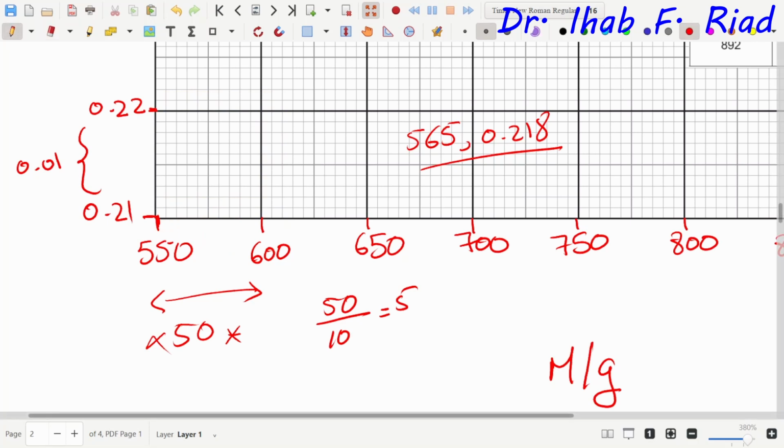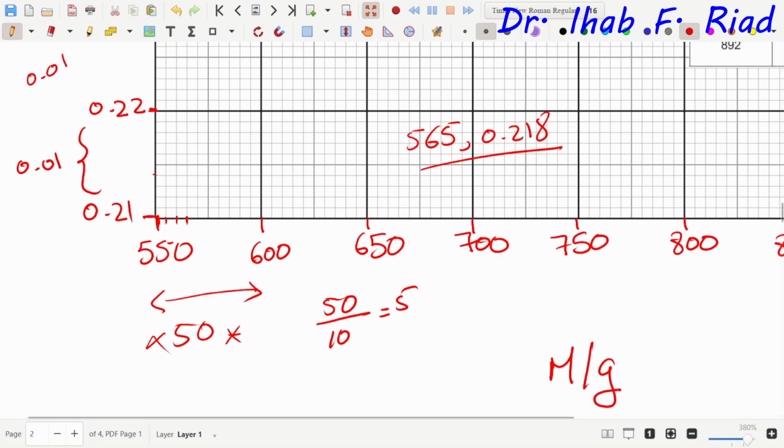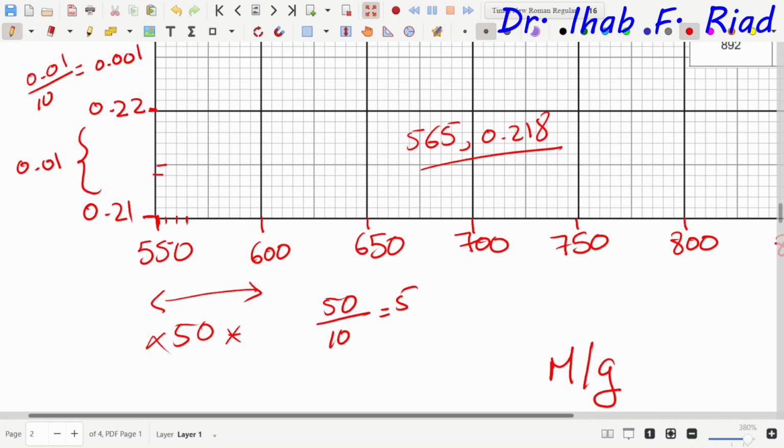So it is going to be 555, 560, 565. Okay, what about 0.218? On the y-axis, we know that the largest square is of the value 0.01. So what is the value of a small square? We divide by 10. It is 0.001. So let us start counting.